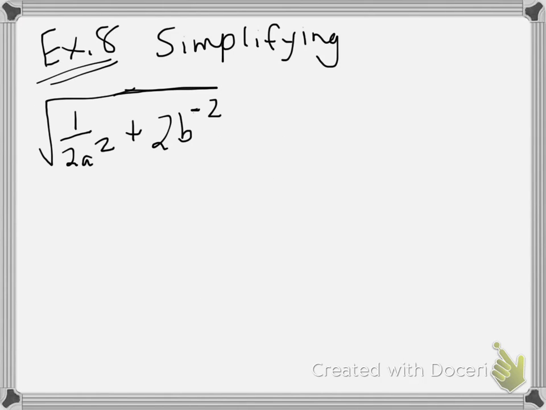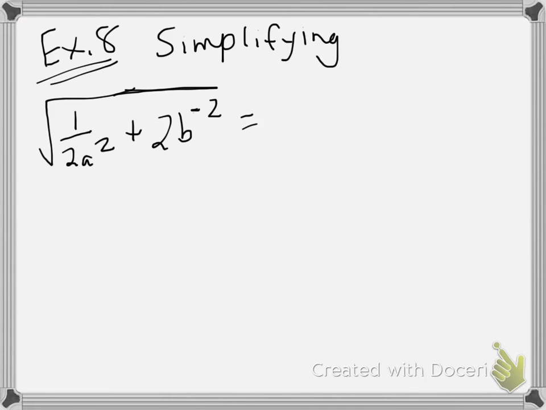Alright, last example. This is a fun one, which means you guys will hate it, but it's a fun one, I promise. We're simplifying this a lot. We've got the square root of 1 over 2a squared plus 2b to the negative 2.